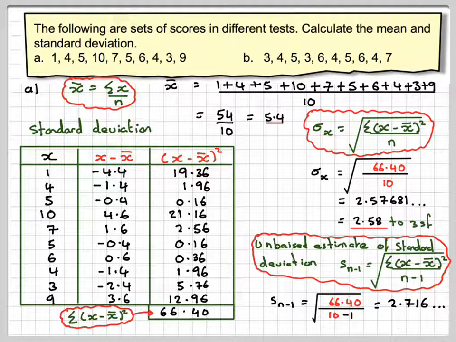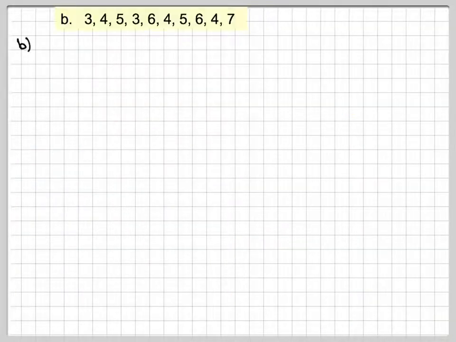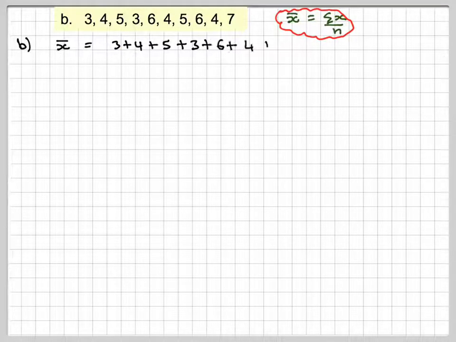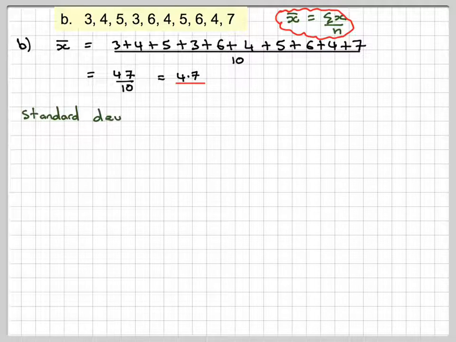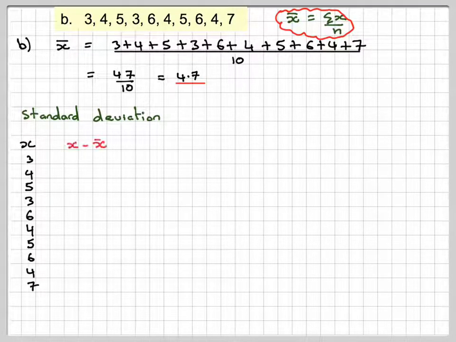Now, it can actually be proved using expectation algebra that this is true, but it's beyond the scope of this particular course. So this is the one that we're going to use in the A-level course. That gives me 2.72. Now, for the second set of data, we do exactly the same. We find the mean, we add them all up, and we divide by the number of values. We get 4.7. The standard deviation, again, we make our table, and work out how far each value is away from our new mean, 4.7.